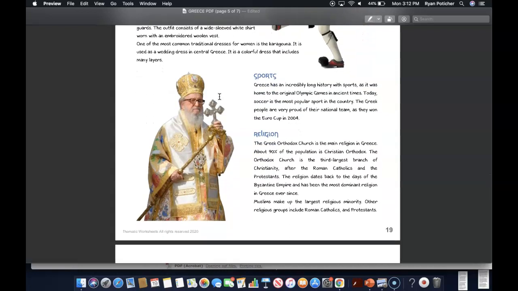Sports. Greece has an incredibly long history with sports, as it was home to the original Olympic Games in ancient times. Today, soccer is the most popular sport in the country, and the Greek people are very proud of their national team, as they won the Euro Cup in 2004.